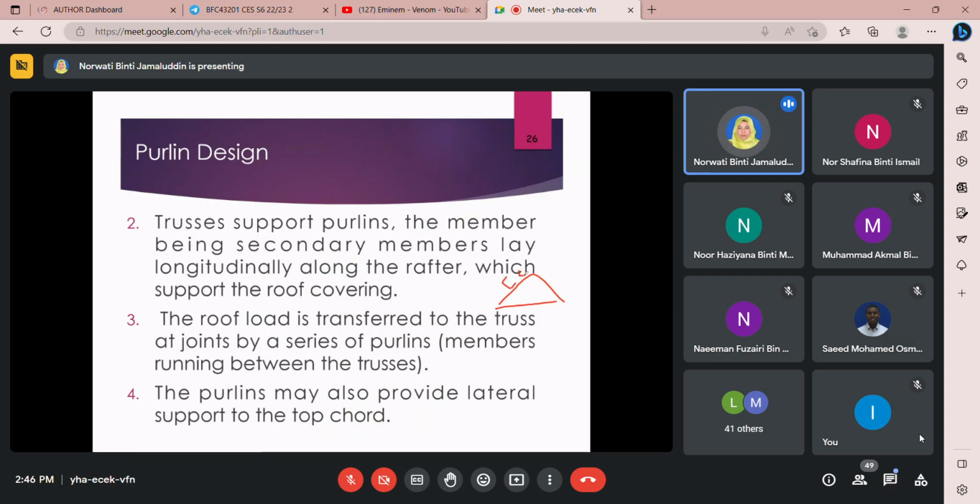Truss supports purlin. Purlin is also known as a secondary member. Roof load will transfer to the truss at the joint by a series of purlins. You have more than one purlin, of course. Purlin also provides lateral support to the top chord.